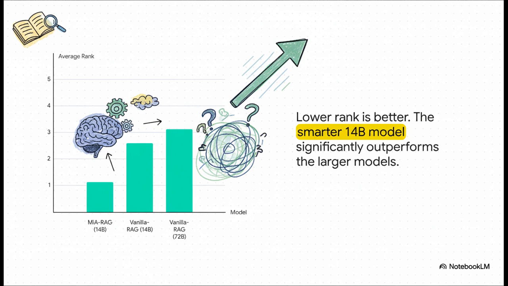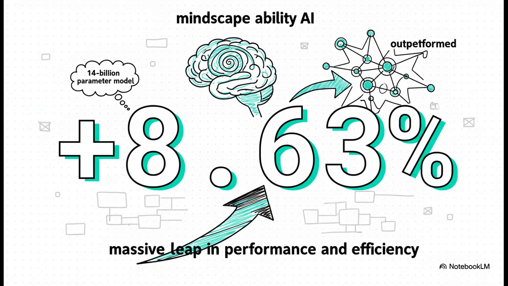So check this out. The tiny 14 billion MiA-RAG model is right there at the top, with an average rank of 1.13. Now look all the way down at the bottom. That's the giant 72 billion standard model. Its rank? 3.13. It is not even close. The little guy that actually thinks before it acts is just way, way more accurate. And if you want to put a single number on it, here it is. The 14 billion parameter model with this new Mindscape ability outperformed the much bigger 72 billion parameter model by over 8.6%. I mean, that is a massive leap in both performance and efficiency.